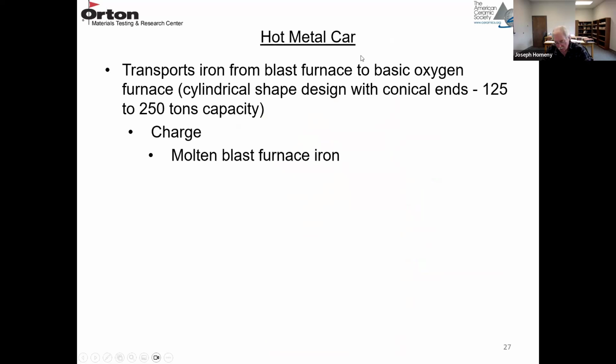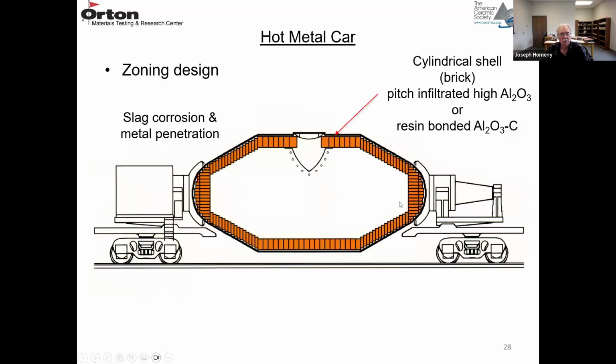I showed a hot metal car transporting iron from a blast furnace to a basic oxygen furnace on the first slide. So these are cylindrical shapes with conical ends, and the capacities range from 125 to as high as 250 tons. And that's just collecting the molten blast furnace iron and moving it to the basic oxygen furnace.